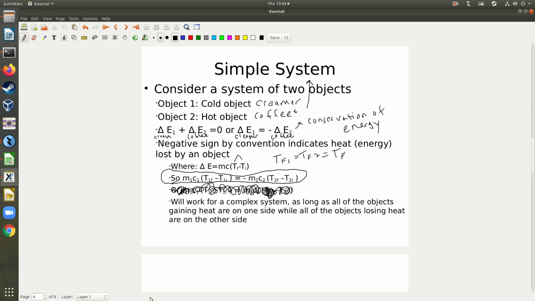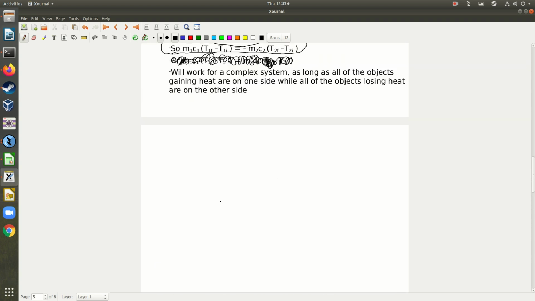Now, this equation works well if you want to solve for the mass or specific heat. But what if you need to solve for final temperature? Well, that's when it gets a little complicated. So I kind of gave myself some room on the next slide here. Let's say I take it and distribute it. M1 C1 TF minus M1 C1 TI1 equals negative M2 C2 TF plus M2 C2 TI2.